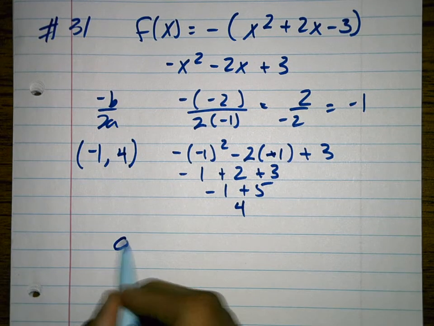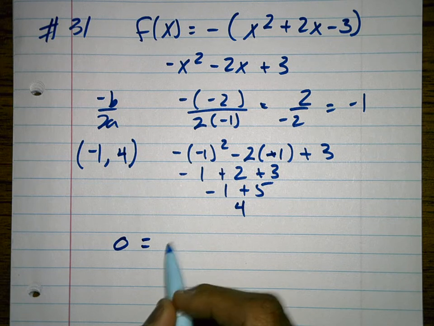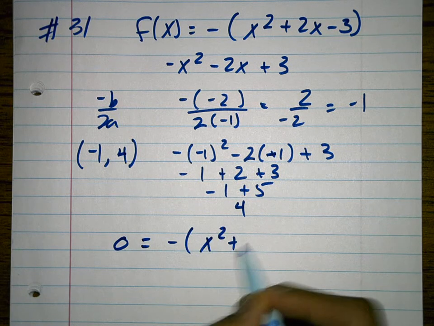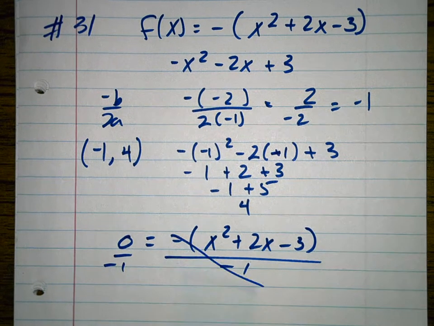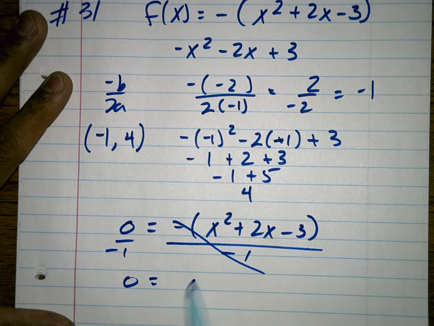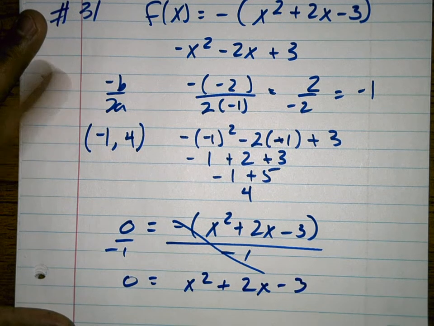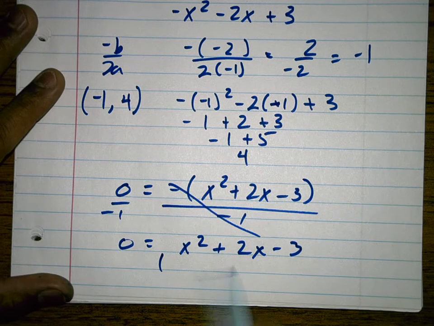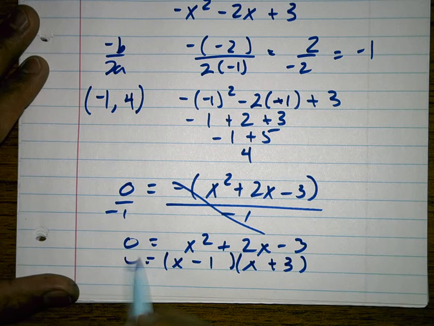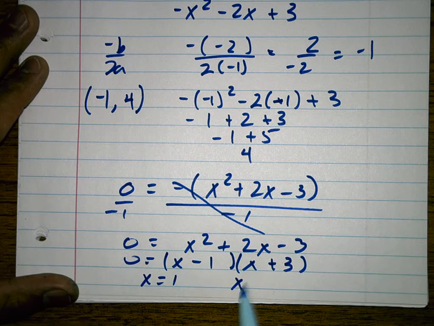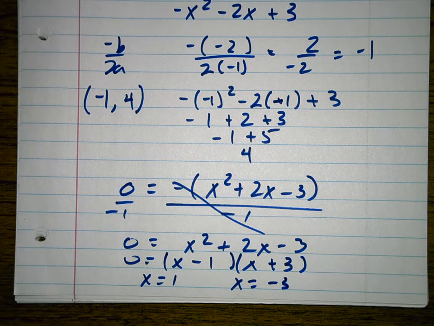Now to find the x-intercepts, I set the function equal to 0. So 0 equals negative x squared plus 2x minus 3. I'll go ahead and divide everything by -1 just to deal with that negative. So I get 0 equals x squared plus 2x minus 3. And this one factors, right? (x plus 3)(x minus 1). And so x equals 1 and x equals -3. Those are our x-intercepts. Okay. We're going to skip 39 and go to number 69.